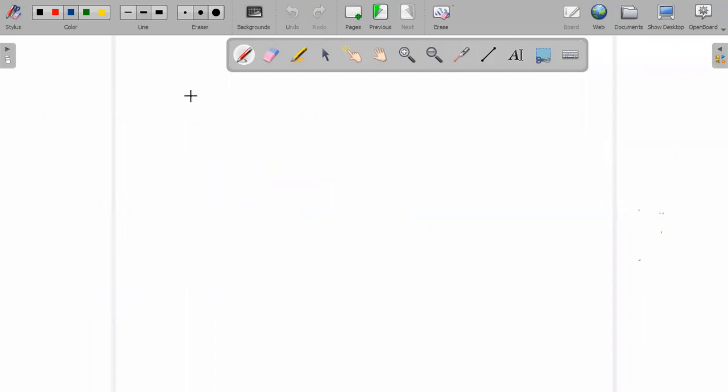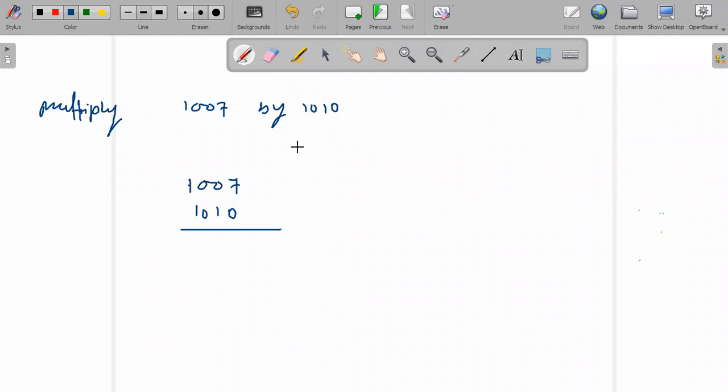Let's do one more. Multiply 1007 by 1010. Let's see. 1007 and 1010. Now what will be the base here? 1000 will be the base because it is near to 1000. Now how to solve it? Subtraction will be what? Plus 7 and here plus 10.